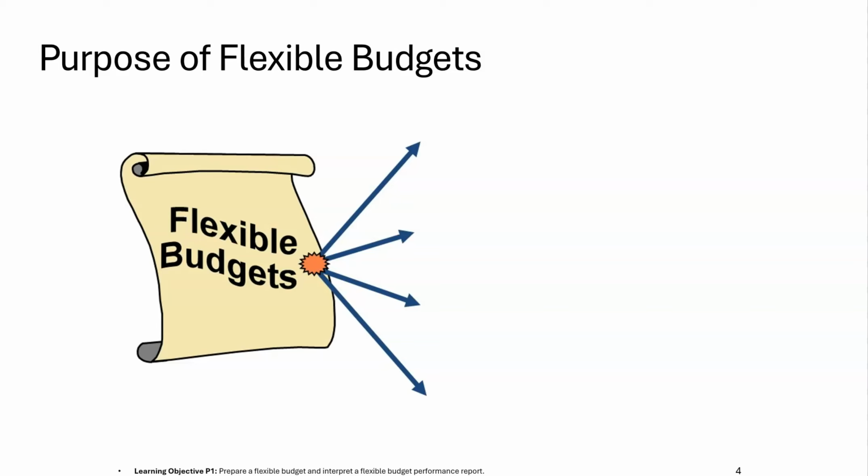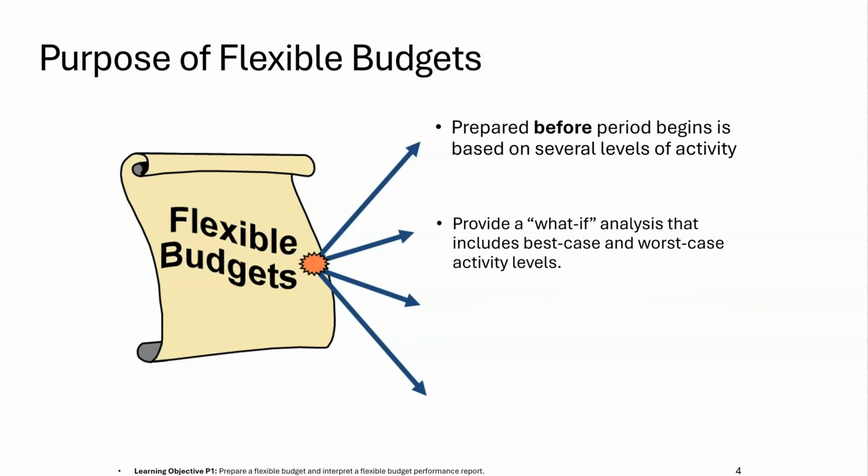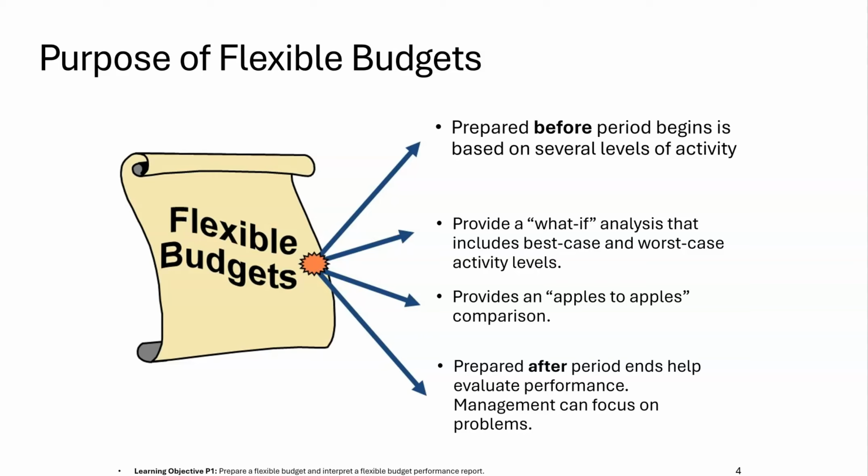So what's a flexible budget? Well, what we do with a flexible budget is we prepare it at different levels of activity. And it provides more what-ifs, best case and worst case scenarios. It provides an apples-to-apples comparison, and when prepared after the period ends, it helps evaluate performance. Managers can focus on the problems.